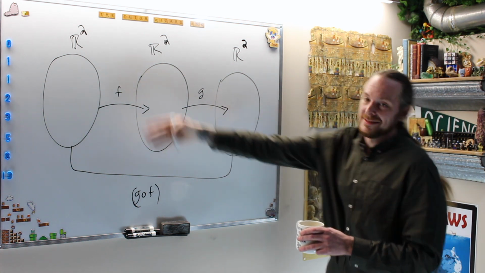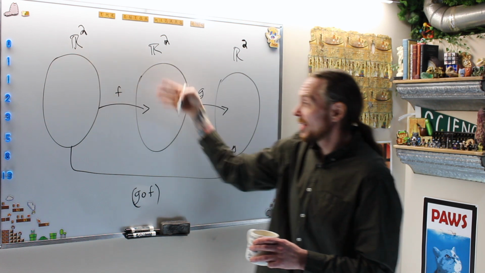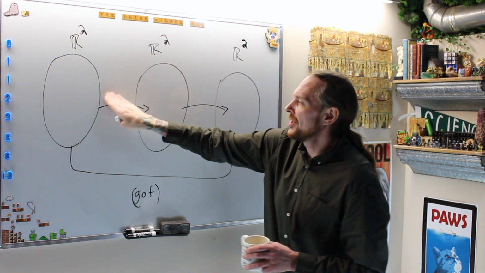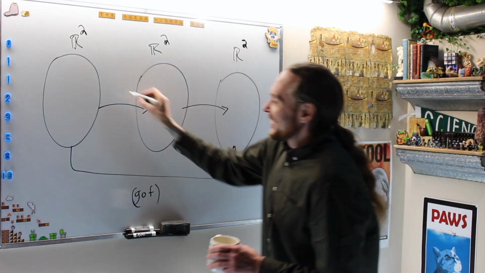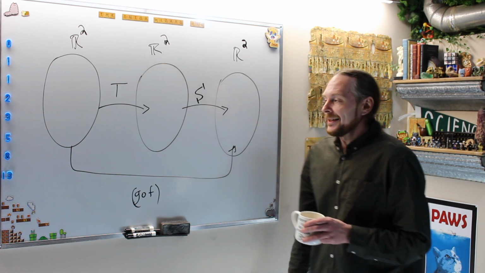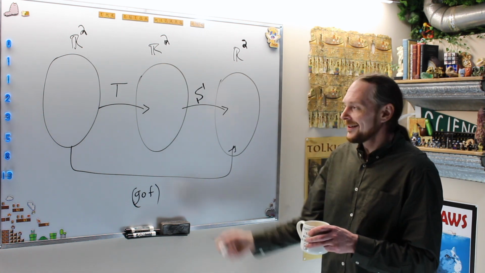So now you can see this is the plane. I'm going to move a copy of R2 to a copy of R2 to a copy of R2. And we don't call them F and G. We call them T and S now. So now this is what we're doing.